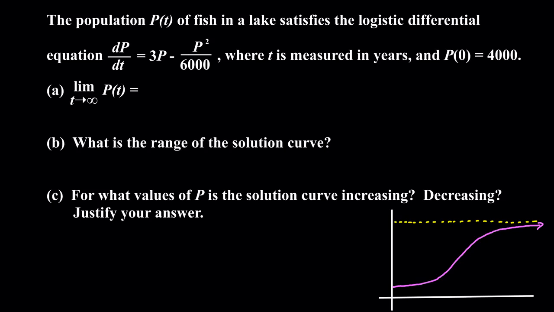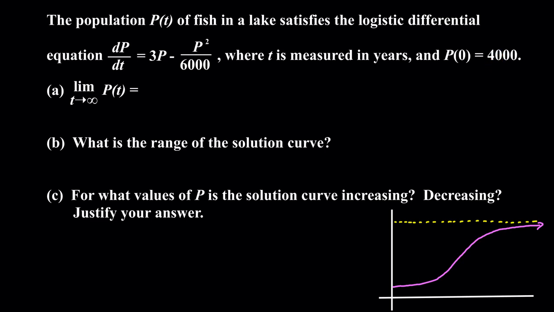All right, so finishing up our notes on logistic functions, we're going to take a look at this next example here. It says the population P of t of fish in a lake satisfies the logistic differential equation dP/dt is equal to 3P minus P squared over 6,000, and t is measured in years, and P of 0 is equal to 4,000. So that means your initial population of fish in the lake is going to be 4,000.